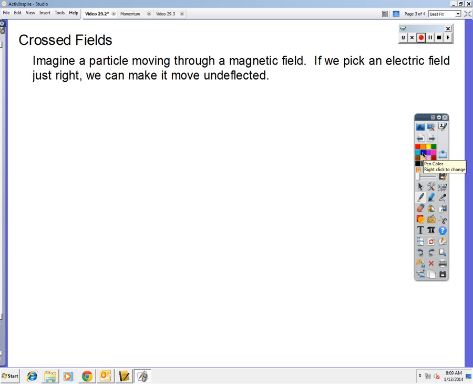So let's say that once again we have a magnetic field. It points into the plane of the page, and we have a particle moving through this field with speed v. We'll assume that it's positive. Right-hand rule tells us that the magnetic force points upward.